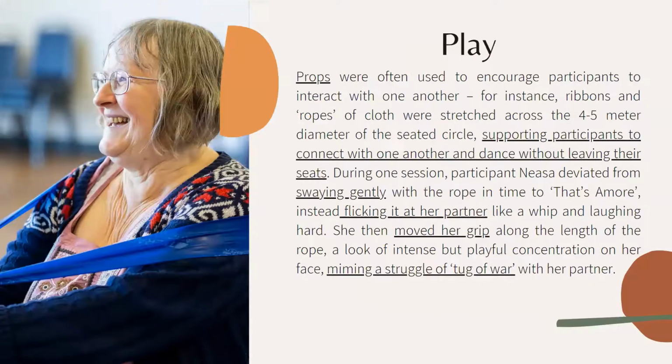Props were often used to encourage participants to interact with one another. For instance, ribbons and ropes of cloth were stretched across the 4 to 5 metre diameter of the seated circle in the care centre, supporting participants to connect with one another and dance without leaving their seats. During one session, the participant Nasa deviated from swaying gently with the rope in time to That's Amore, instead flicking it at her partner like a whip and laughing hard. She then moved her grip along the length of the rope, a look of intense but playful concentration on her face, miming a struggle of tug-of-war with her partner.